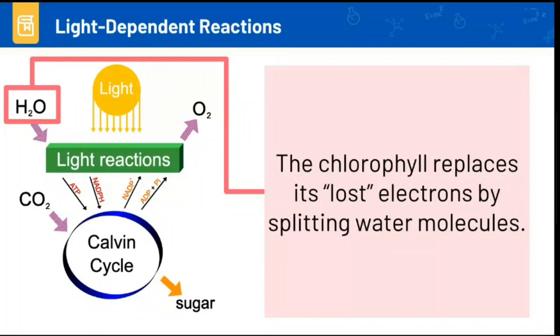Remember, pag yung NADP ninyo naging NADPH, ibig sabihin nagkaroon siya ng reduction. Ibig sabihin yan, nag-gain siya ng electron. Now, the chlorophyll replaces its lost electrons by splitting water molecules, yielding your oxygen as a waste product. So, for instance, if a plant is placed in a dark closet, it literally starves. Without light, the plant cannot generate your ATP and your NADPH. Without these critical energy molecules, the electron carriers, the plant cannot feed itself.